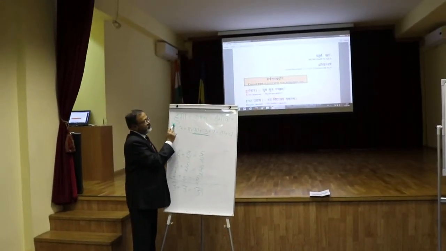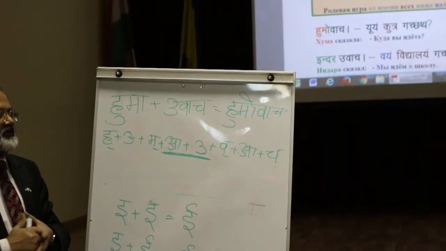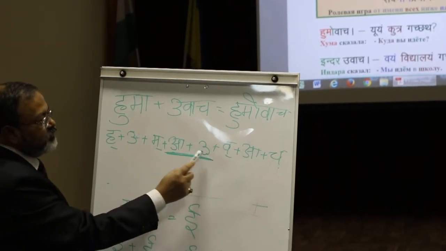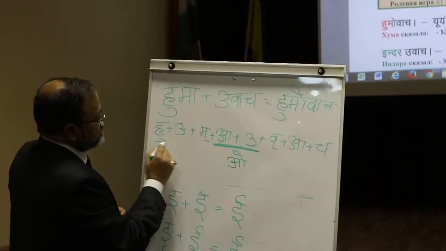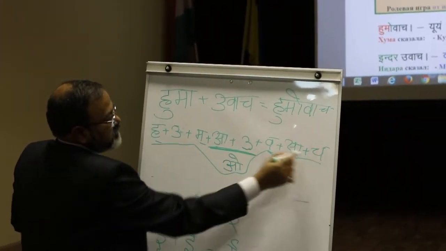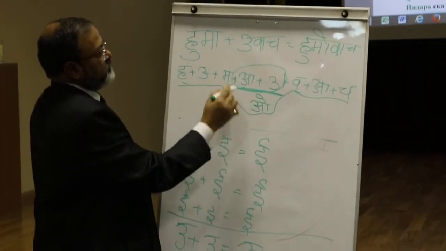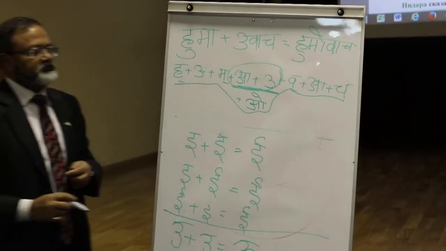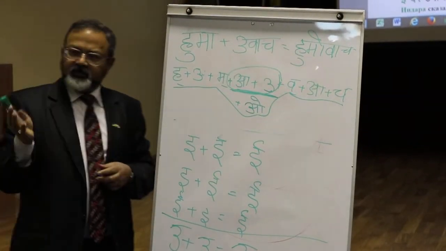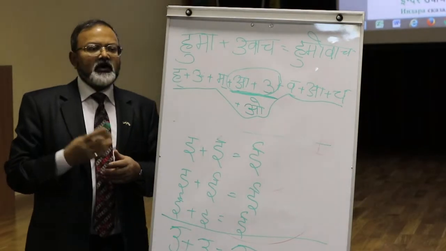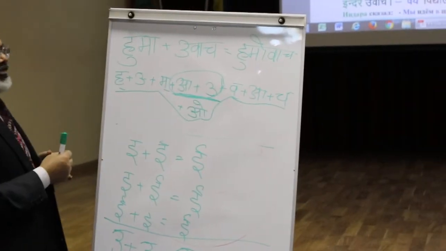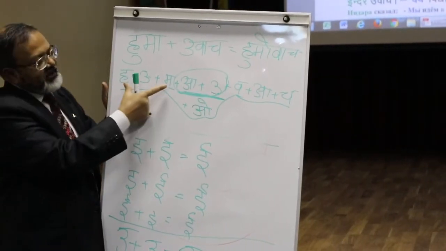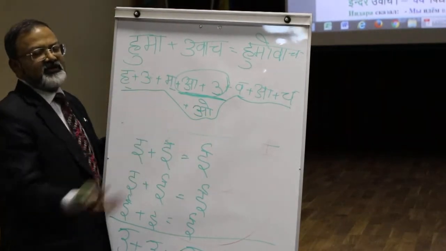The first letter itself in this chapter changes because of the sandhi. And the sandhi is between a and u, which becomes o. And then you can see it is hu, mo, va, cha. This gets removed and you get this word. Everyone is clear about this now? How sandhi works? Once you know how to break a word, then the sandhi becomes very easy to understand.